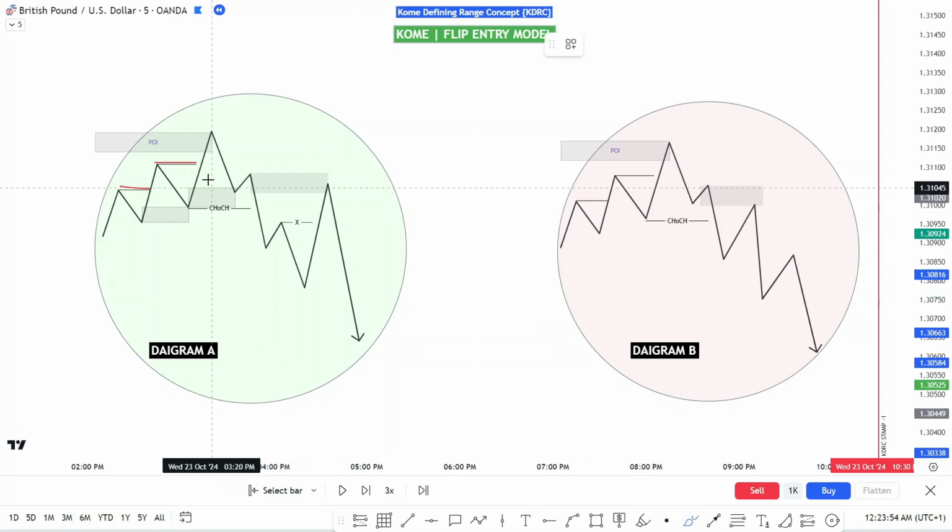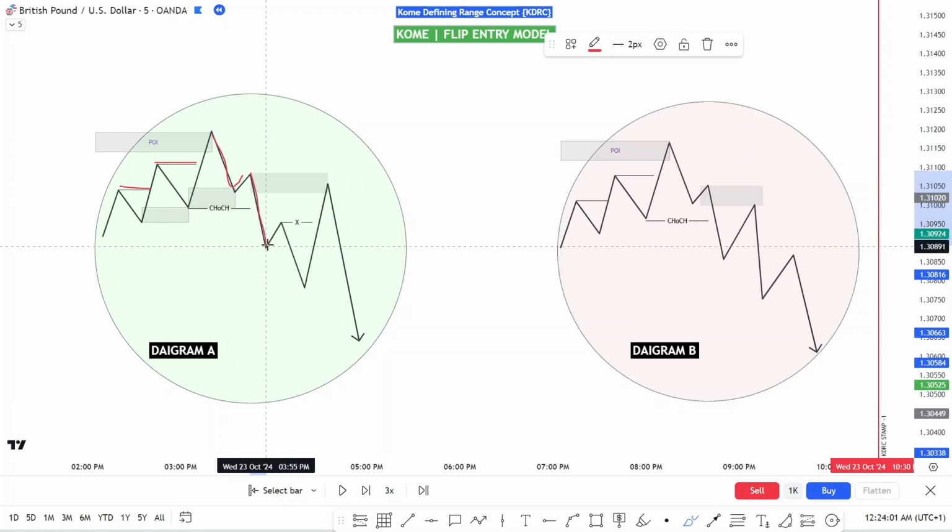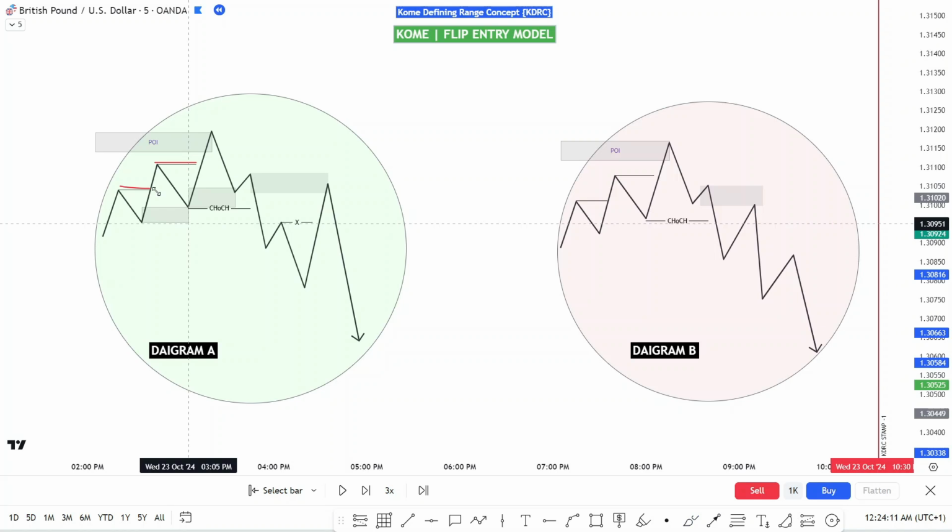And what else? Price came, reacted a little bit, behaving as though it wants to go up, and what happened? Immediately price pushed to the downside and broke structure to the downside, which gave us our change of character. Okay, so in this case, what do we do?